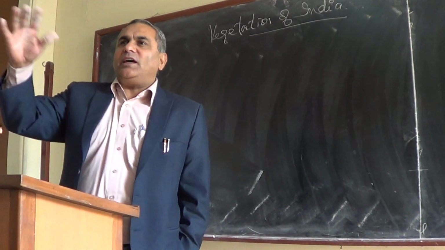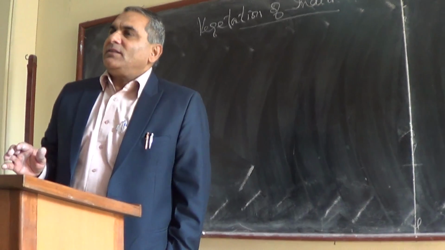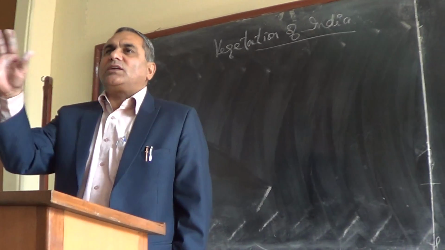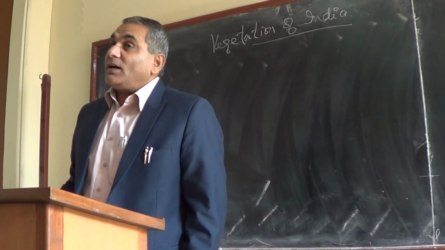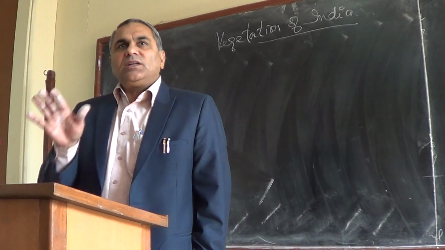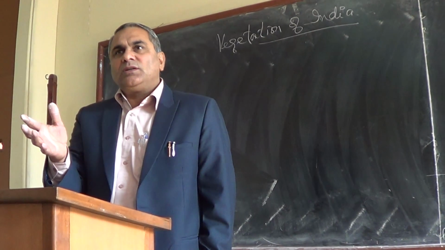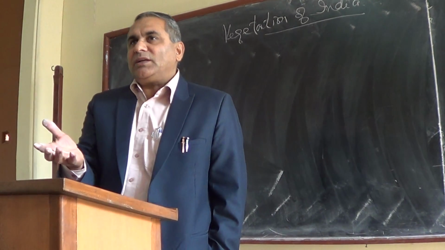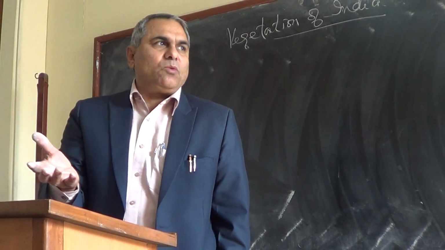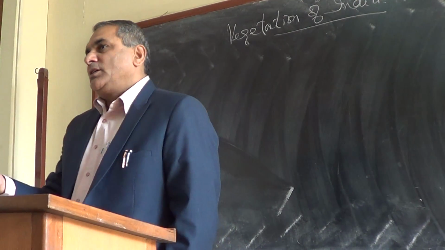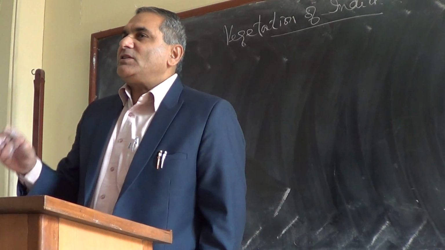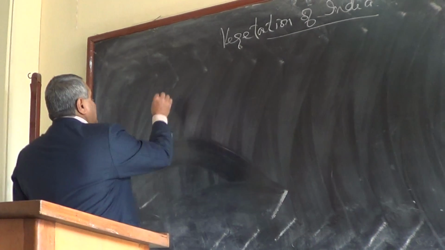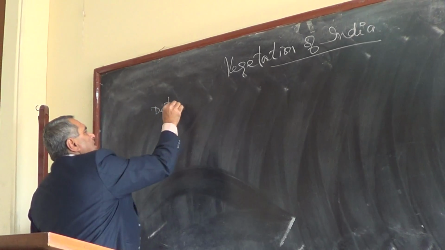Vegetation of a place anywhere on the earth's surface is the outcome of the natural conditions. What are those natural conditions? Relief, distance from sea, altitude, location, situation, climate, soil, availability of water, perenniality of water. These are the parameters which determine the nature of vegetation. So, determinants of the vegetation.